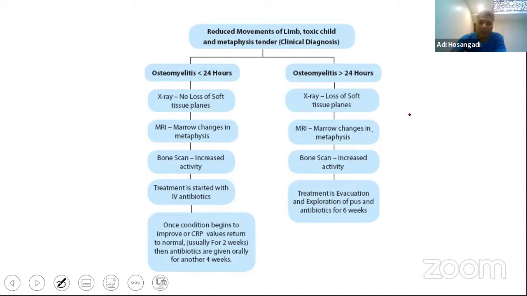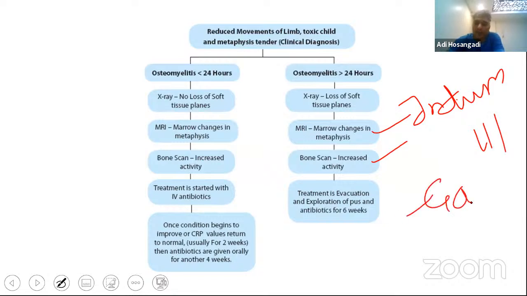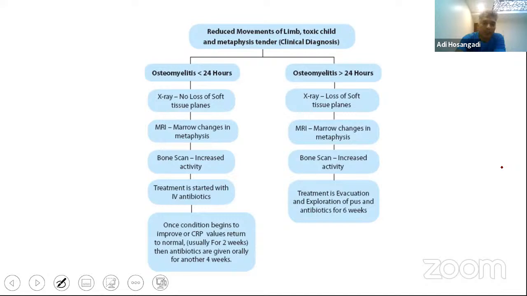Okay, marrow changes, of course, MRI picks up infection very, very early. Bone scan shows increased activity. And you should know indium 111, gallium 67, I guess, gallium citrate. All these radioactive materials are tagged with the leukocyte, and you see the excessive leukocyte activity at the site of infection. Okay. Most important thing is here, before 24 hours, you start only IV antibiotics.